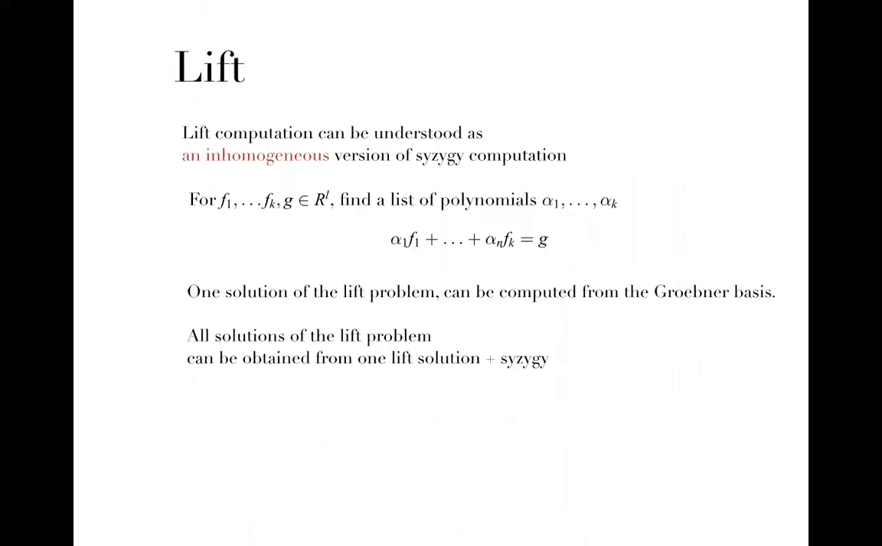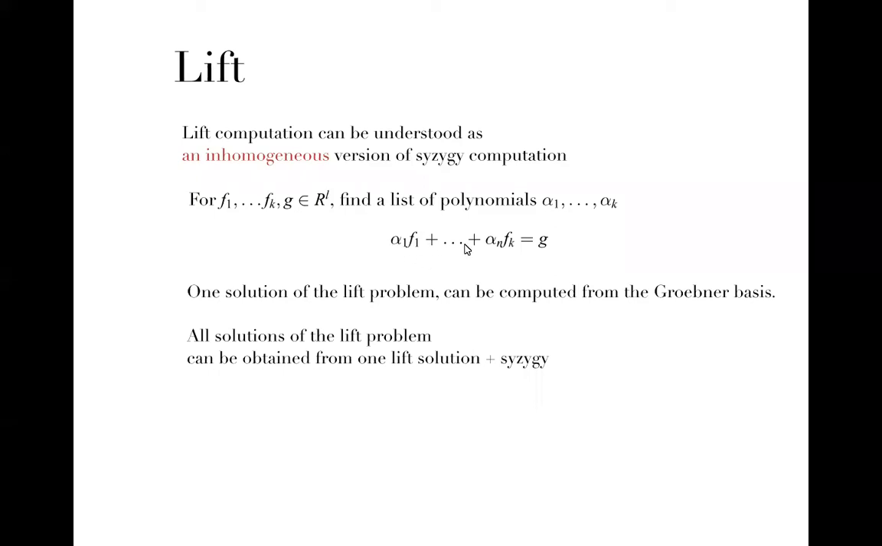So another thing I have to introduce here, before we really go to applications, is the lift. So sometimes you try to solve this kind of linear system with polynomials alpha one to alpha k, but the right-hand side is not zero. It's also some kind of vector. So this one is not a syzygy problem. It's a very similar syzygy problem. It's an inhomogeneous syzygy problem. Okay? Roughly say something like this.